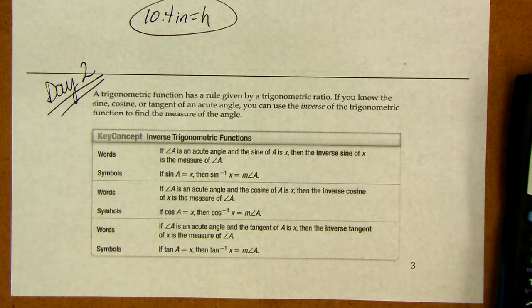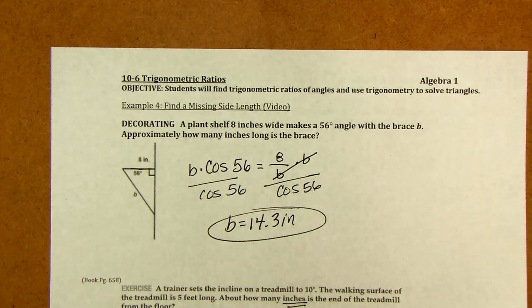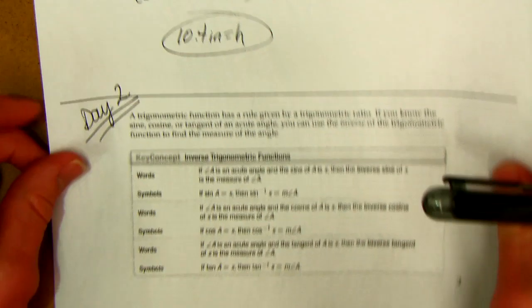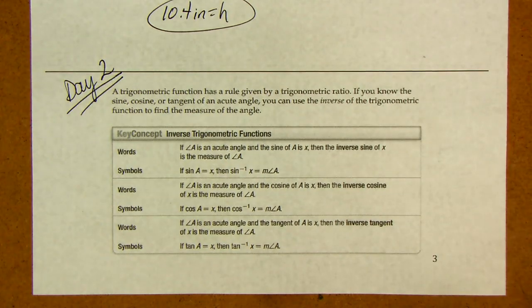Finishing off lesson 6, the trigonometric ratios, the trig functions: sine, cosine, tangent. We already talked about the fact that the sine of the angle is equal to the ratio of the opposite over hypotenuse. Cosine of the angle is adjacent over hypotenuse, and tangent is opposite over adjacent. So what happens if you know the side lengths but you're trying to find the angles?